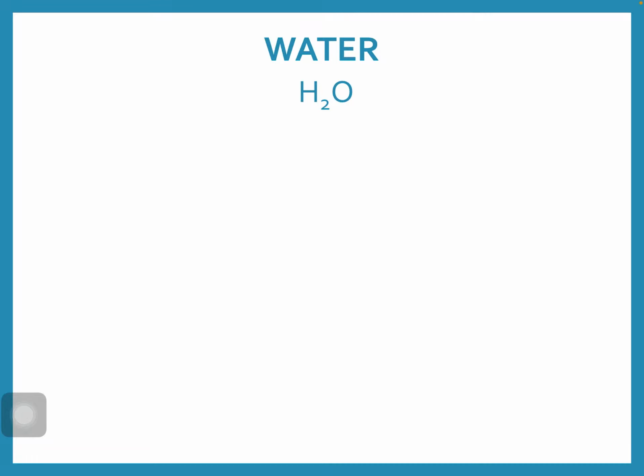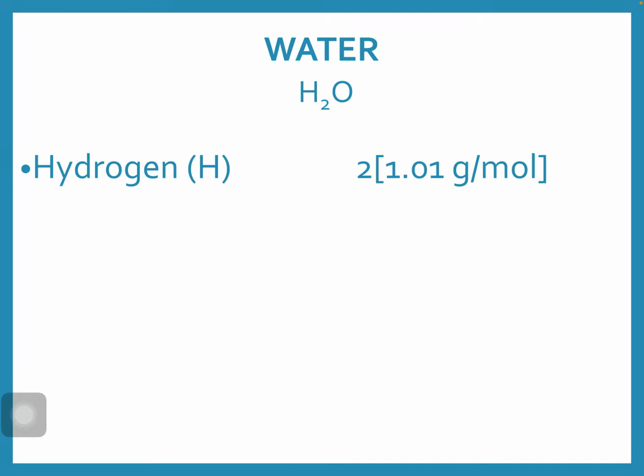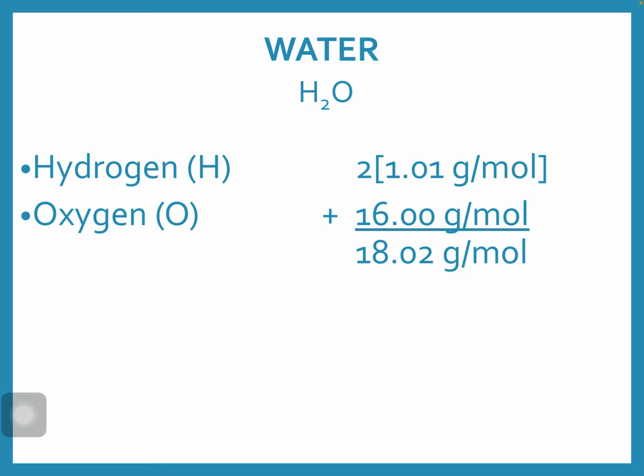Water, so I have 2 hydrogens and 1 oxygen there. So hydrogen, 1.01 grams per mole. We have 2 of those. Oxygen, we have 1 of, and that is 16 grams per mole. So every mole of water has 2 moles of hydrogen atoms, 1 mole of oxygen atoms, and that gives us 18.02 grams per mole of water. So if I were to measure out water to 18.02 grams, then I would know that I would have 1 mole of water, or 6.02 times 10 to the 23 molecules of water.